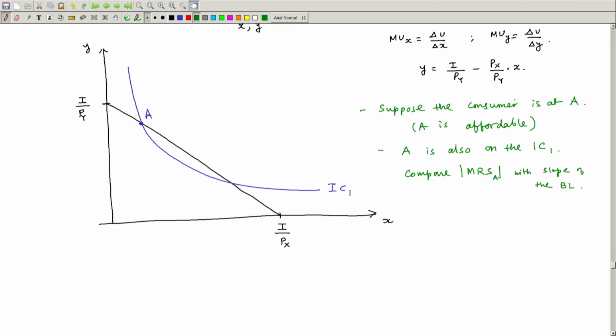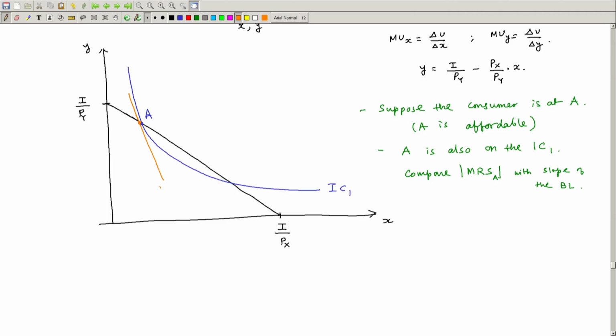If you look at the picture, what would be the slope of the indifference curve at A? The slope of the indifference curve at A could be obtained by drawing a tangent to the indifference curve at A. Let me just draw it again. So this would be the tangent to the indifference curve at A. I'm taking the absolute value of this slope, and I want to compare it with the slope of the budget line at A.